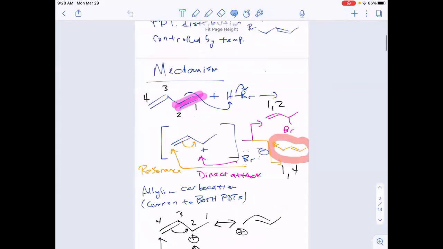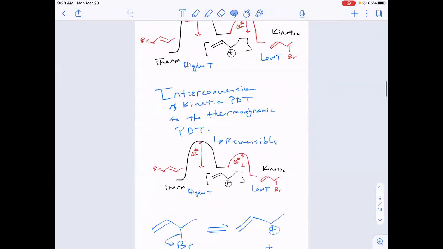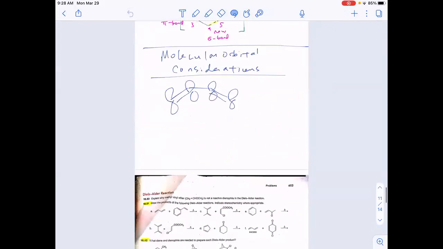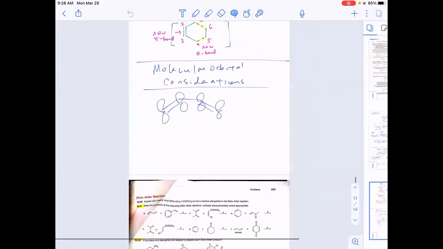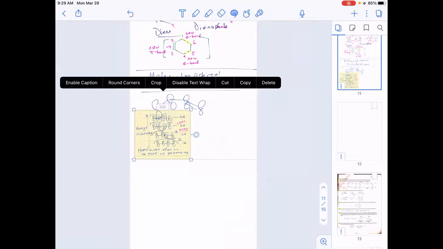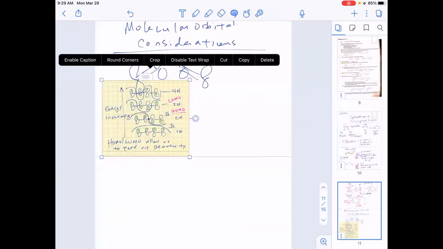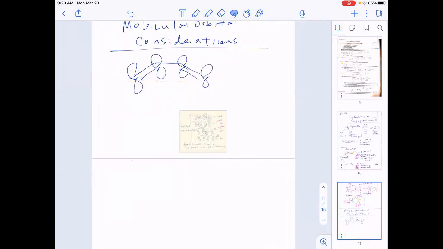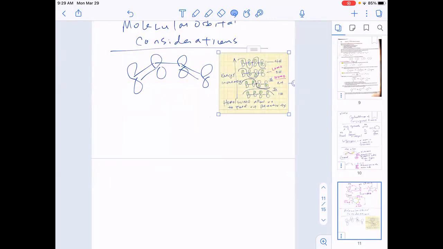All right, so let me see if I can paste this in here. I'm probably going to have to move or add another page. So let's shrink that down. All right, so this is the MO diagram for a 4-pi system.